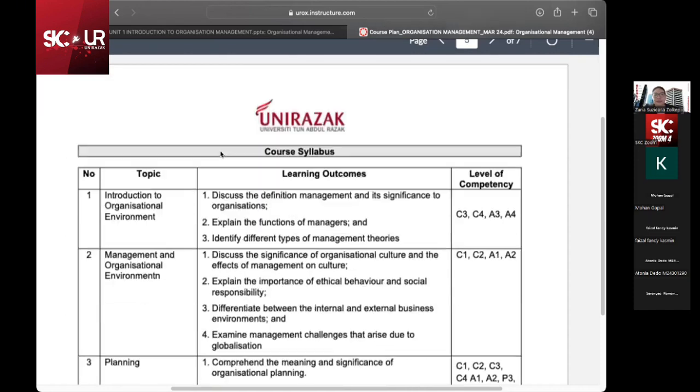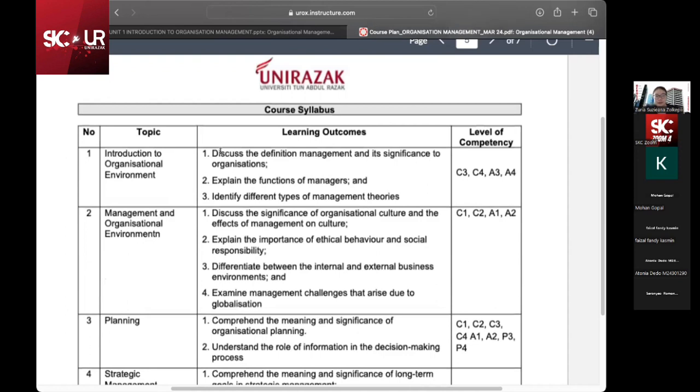Okay, so let's take a look at the topics that we are going to cover throughout the 6 weeks. We have 10 topics in total, right? 10 topics. If you refer to management books, for me, in my hand here, I have one book with 17 chapters. Okay, 17 chapters. Why? Because I think they separated the topics.